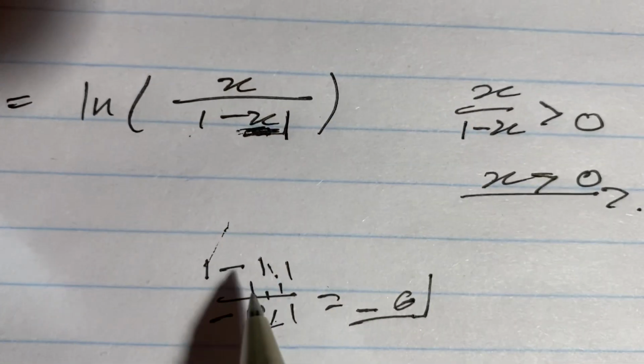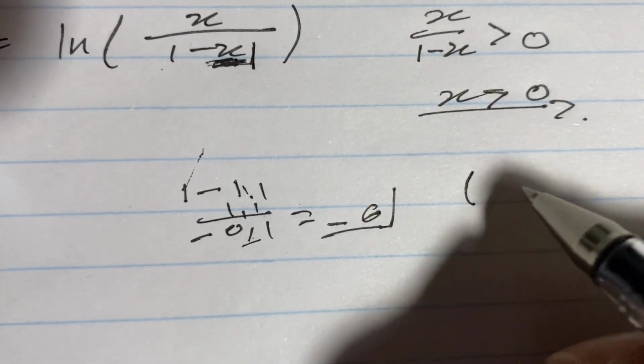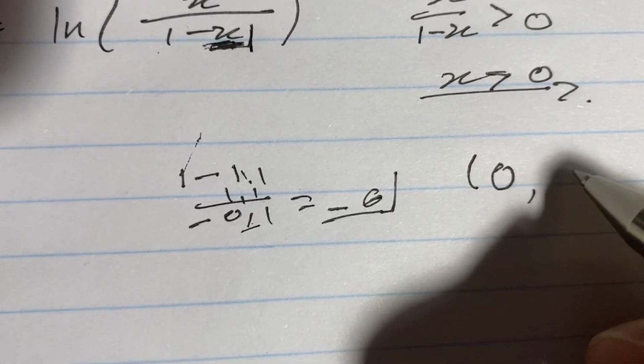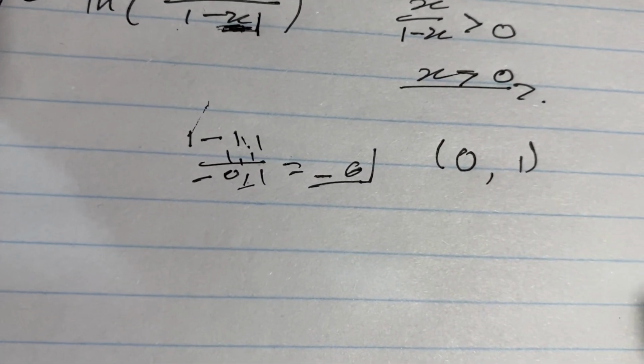And if it's equal to 1, it's not defined. So the domain of this function will be just 0 and 1, not equal to that. And that's all.